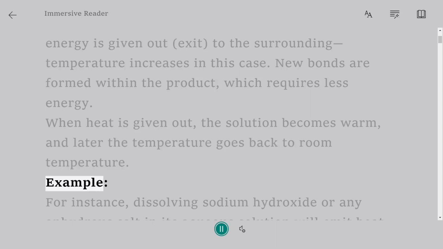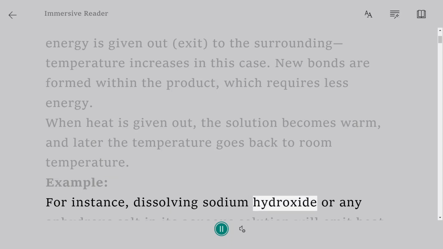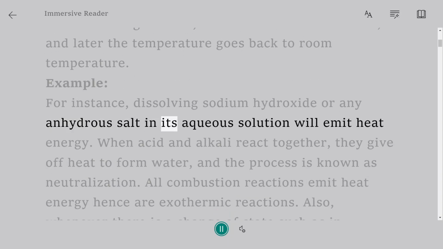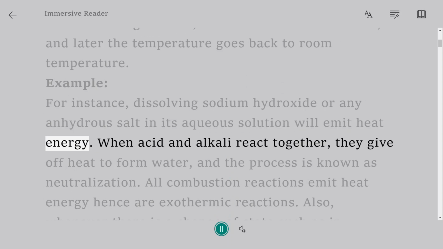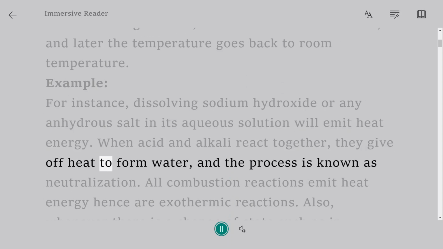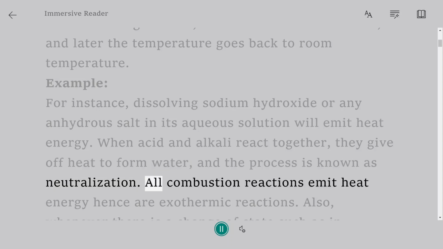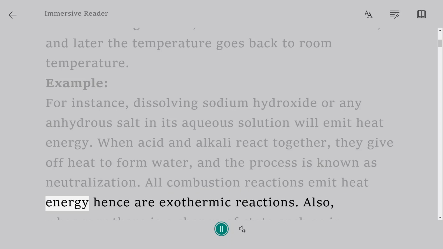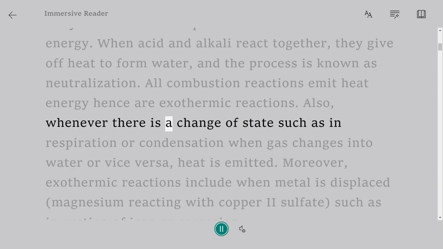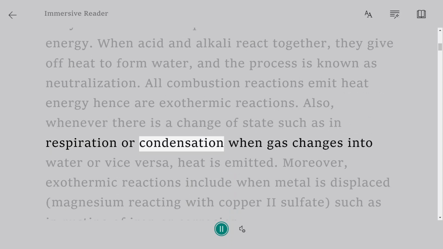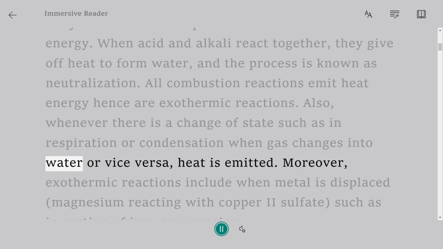Example. For instance, dissolving sodium hydroxide or any anhydrous salt in its aqueous solution will emit heat energy. When acid and alkali react together, they give off heat to form water, and the process is known as neutralization. All combustion reactions emit heat energy, hence are exothermic reactions. Also, whenever there is a change of state such as in respiration or condensation, when gas changes into water or vice versa, heat is emitted.